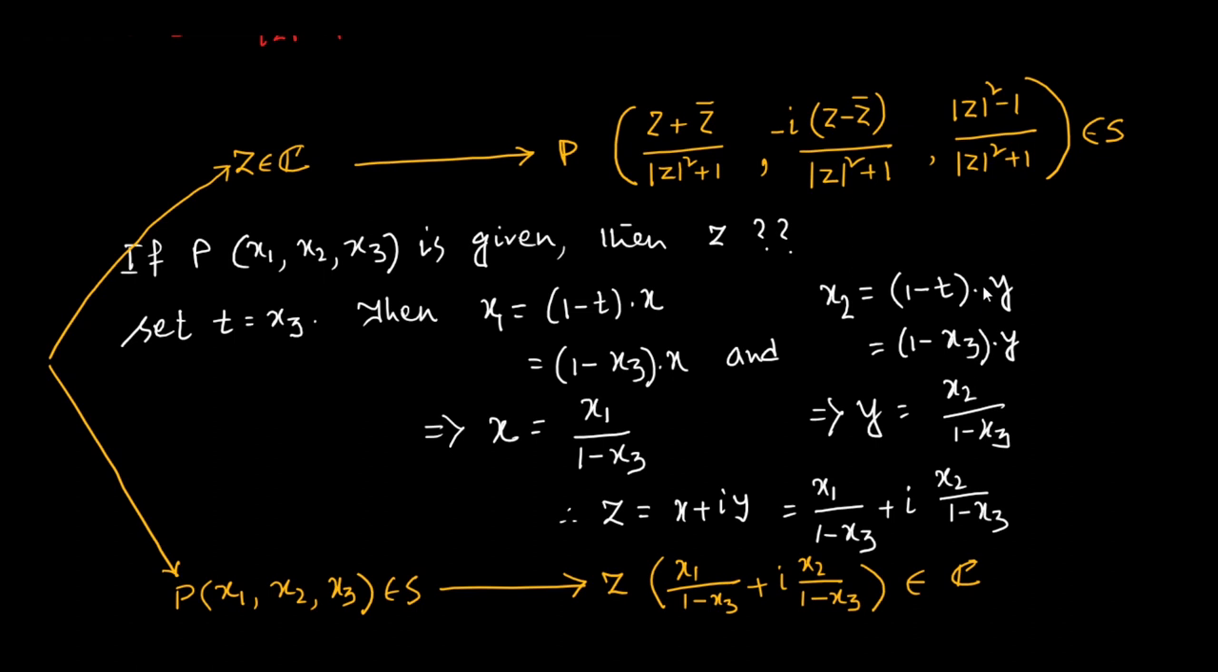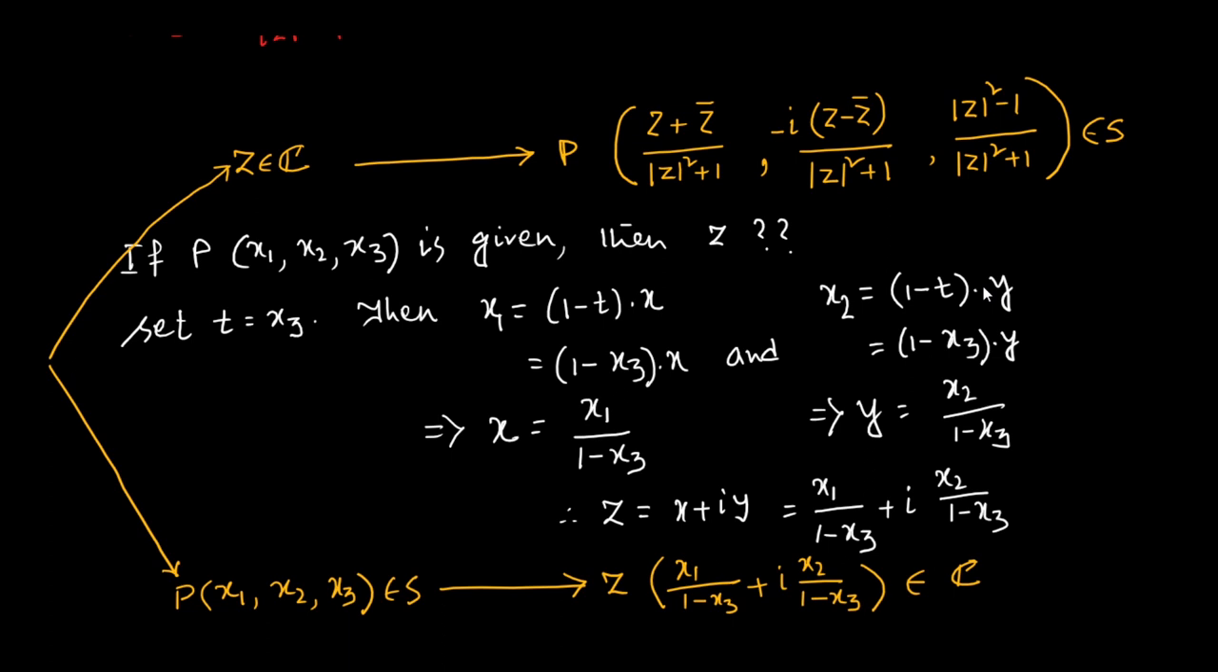So if a point in S is given to us, we can find out what will be the corresponding point in C and vice versa. So now, with more conviction, we can say that we can visualize the complex plane, or the Argand plane, as a unit sphere, because I can now clearly say which point corresponds to which point.